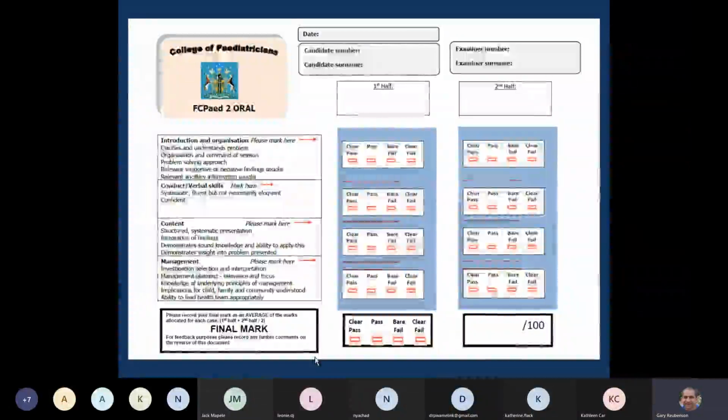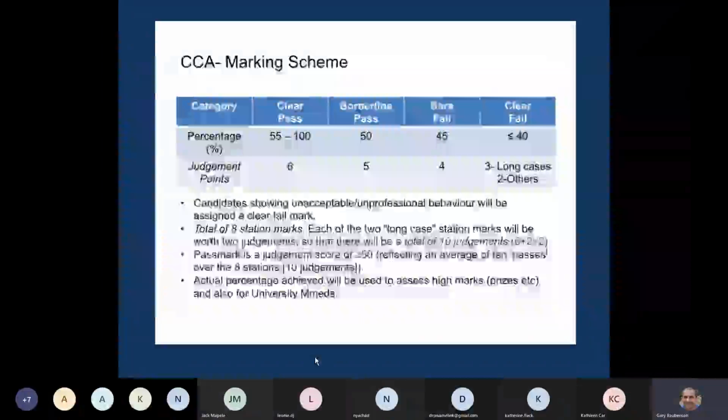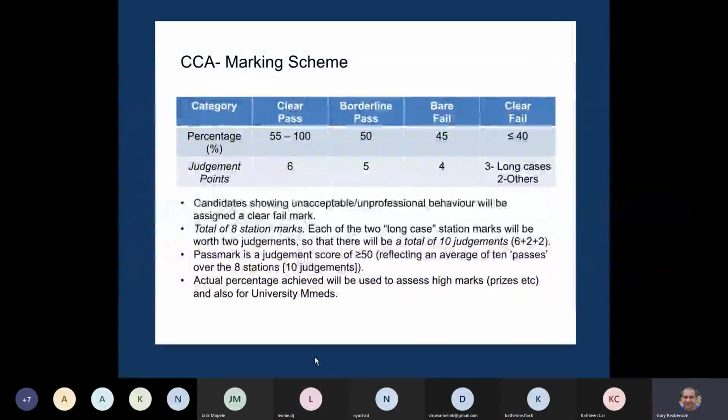This is another one. This is for the oral, same sort of thing. And now, last thing I think I really want to spend much time on is just around the marking scheme and the judgment points. And this initially takes a little bit of time to understand. But what you can see here is your mark is converted to a number of judgment points. So if you get 50%, so it's a borderline pass, you get 5 judgment points. If it's a bare fail, which is 45, you get 4. If it's a clear fail, so 40 or less, you get 3 for the long cases and 2 for all the others. And if you have a clear pass, so 55 or above, you get 6 judgment points.